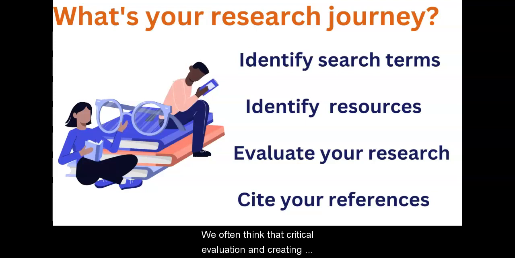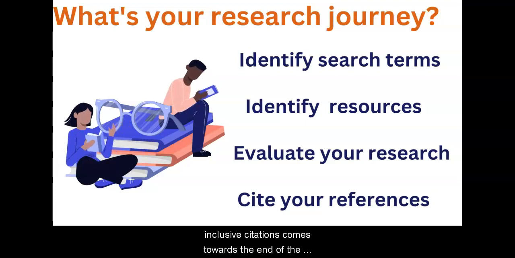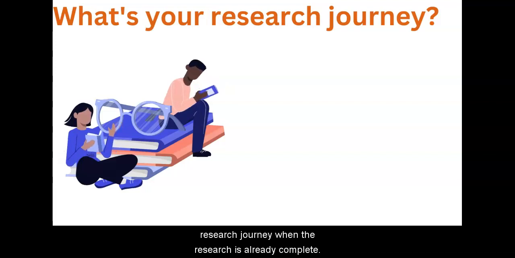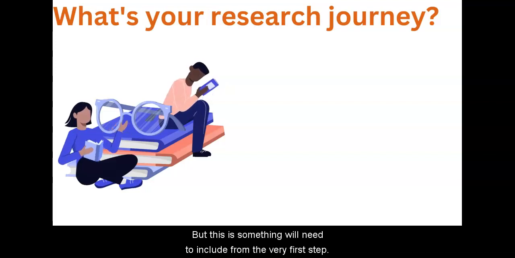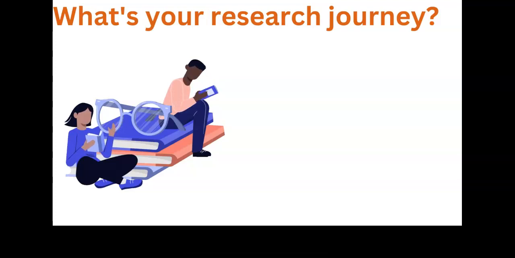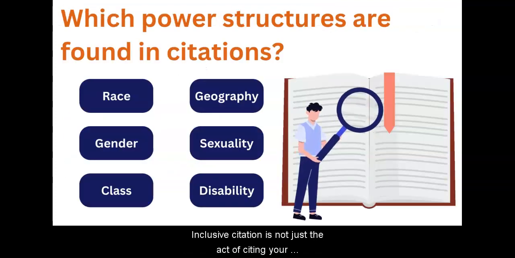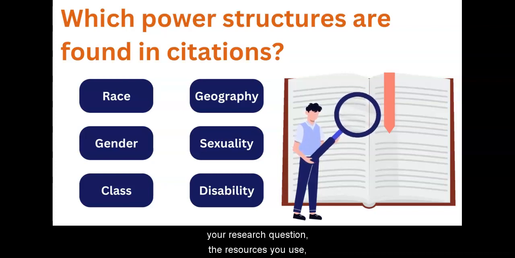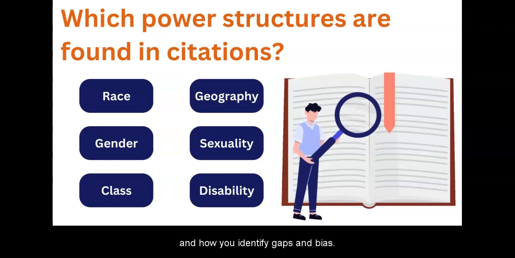We often think that critical evaluation and creating inclusive citations comes towards the end of the research journey, when the research is already complete, but this is something we'll need to include from the very first step. Inclusive citation is not just the act of citing your references, it is a methodology to shape your research question, the resources you use, and how you identify gaps and bias.